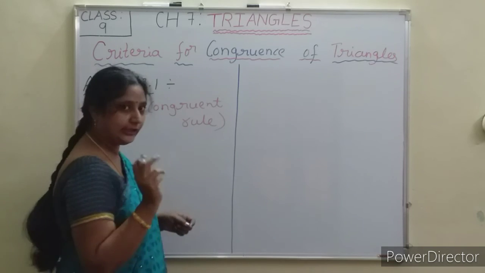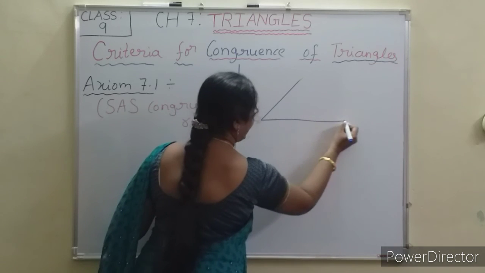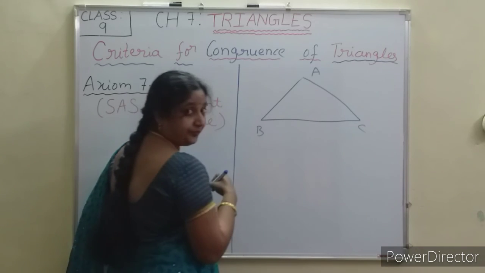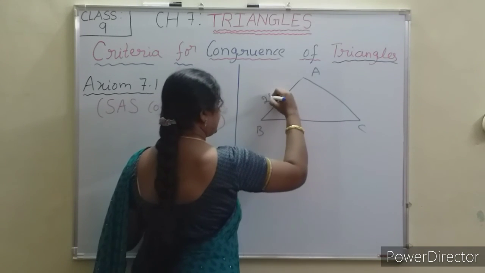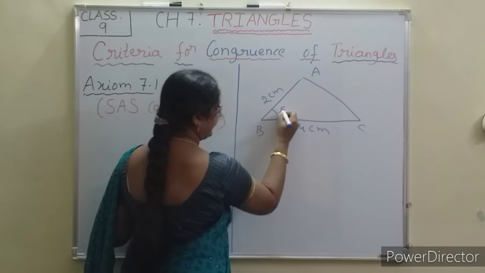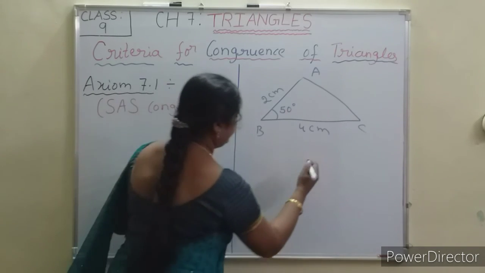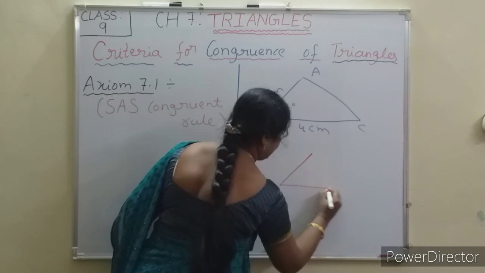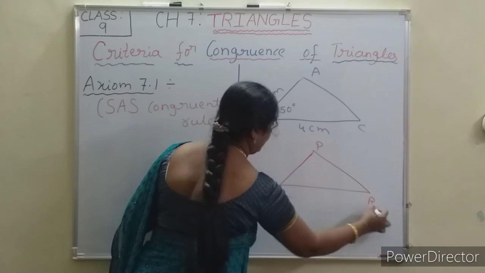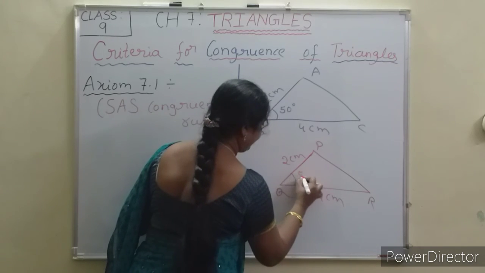Here I am drawing two triangles. One is triangle ABC. This length is 2 cm, this length is 4 cm, and this angle is 50 degrees. Children, I am drawing one more triangle here. Triangle PQR, and here also 2 cm, here also 4 cm, and this one is 50 degrees.